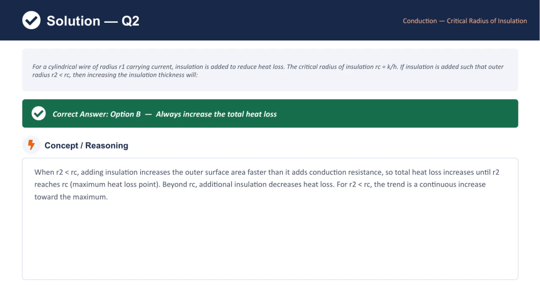This happens because the outer surface area grows more quickly than the increase in conduction resistance, leading to more heat being lost. This continues up until R2 reaches RC, which represents the maximum heat loss point. Beyond this critical radius, adding more insulation starts to effectively reduce heat loss. So, the key takeaway is that for insulation thicknesses where R2 is less than RC, increasing insulation will always raise total heat loss before eventually reducing it once we pass that critical radius.